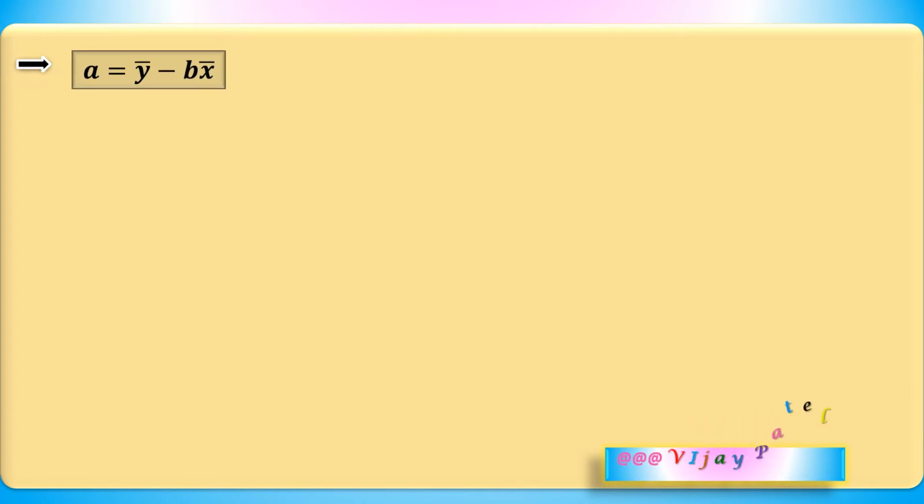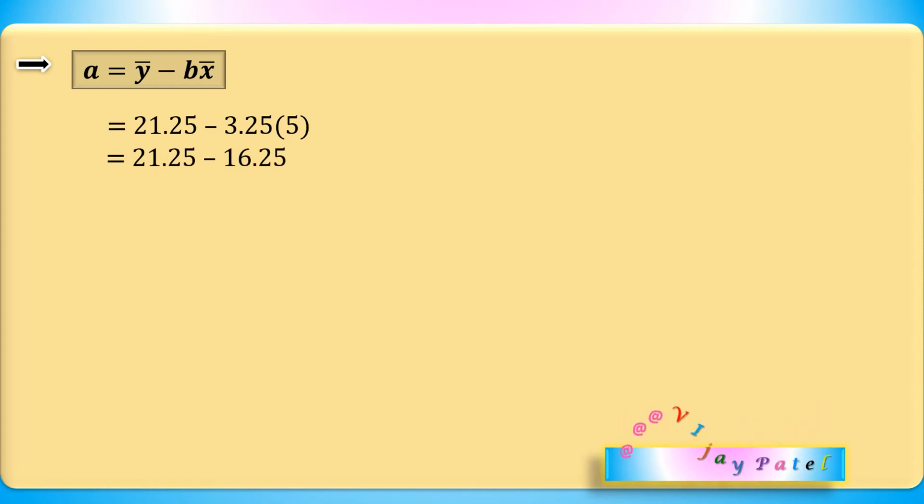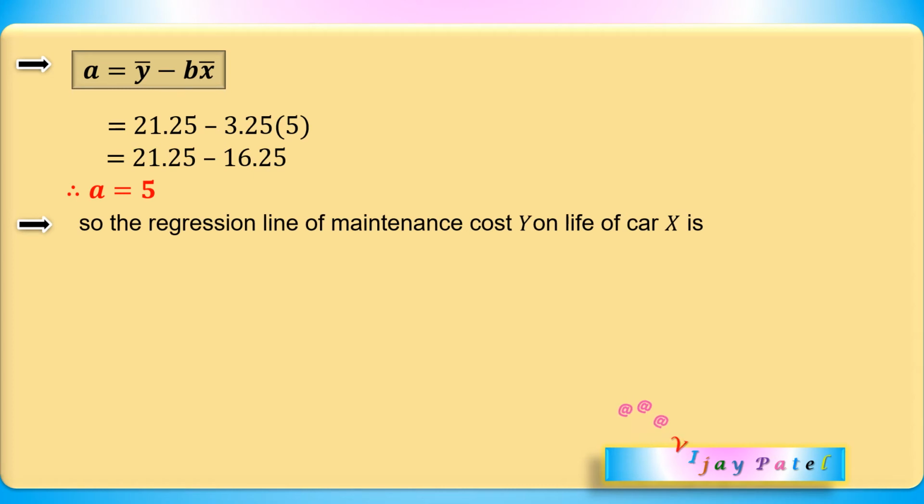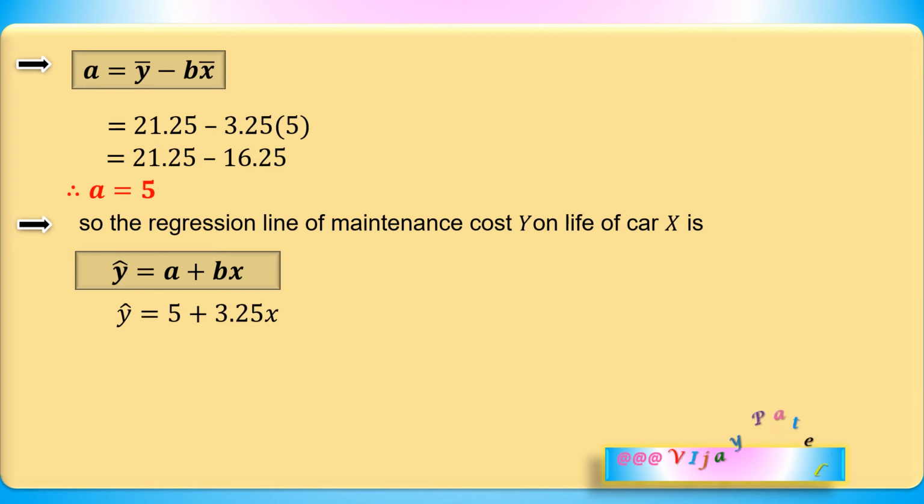Now we can find a. You know very well what a is. a is equal to y bar minus b x bar. By putting values of y bar, b and x bar in this formula, we'll get 21.25 minus 3.25 into 5. After simplifying, we'll get 21.25 minus 16.25. So a is equal to 5. So the regression line of maintenance cost y on life of car x is y cap is equal to a plus bx. So y cap is equal to 5 plus 3.25 x.